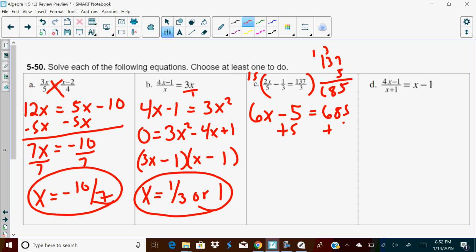Solve, so I add 5 to both sides. I get 6x equals 690. Divide both sides by 6. I get x equals 115.